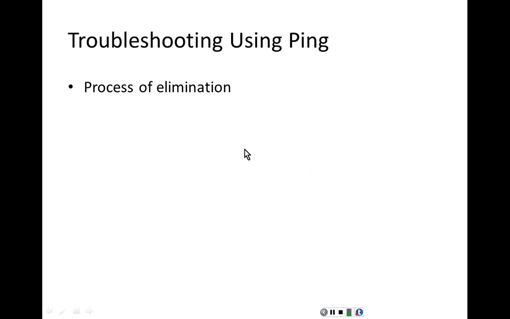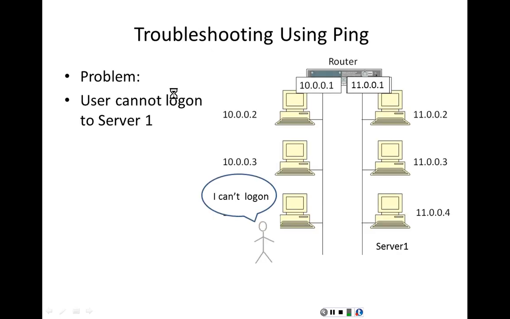Now let's look at troubleshooting using ping, and we see that we can troubleshoot using a process of elimination. So here's the situation. The user says that he can't log on to server 1, which is on another subnet. So we got to figure out if the problem is the workstation, or is it the router, or is it the server on the other end. So here's what we do. We tell him to step aside, and we step in there.